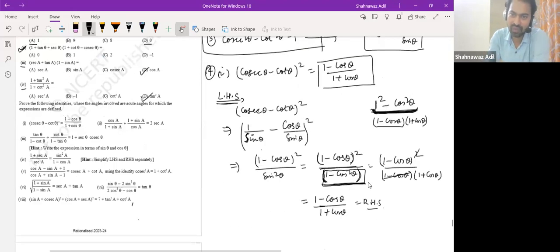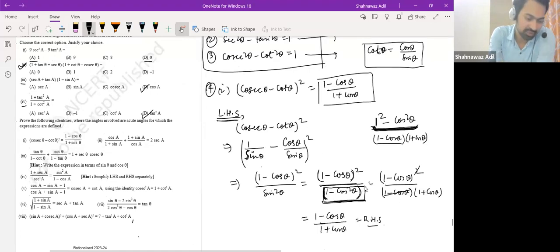Remember, we have to write all the terms only in sine and cos and then simplify, right?